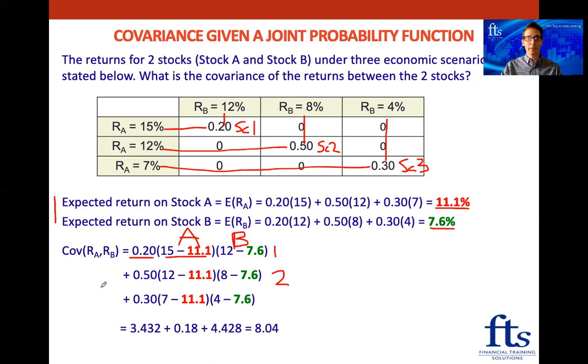And then scenario 3 has got a 30% chance of happening. Let's put it over there. And then if scenario 3 happens, then A is doing 7 and B is doing 4, and we see how they're deviating from the expected returns. So once we've multiplied all these deviations together and multiplied by the probability of them happening, then we've got to sum up everything, and there we get our answer.